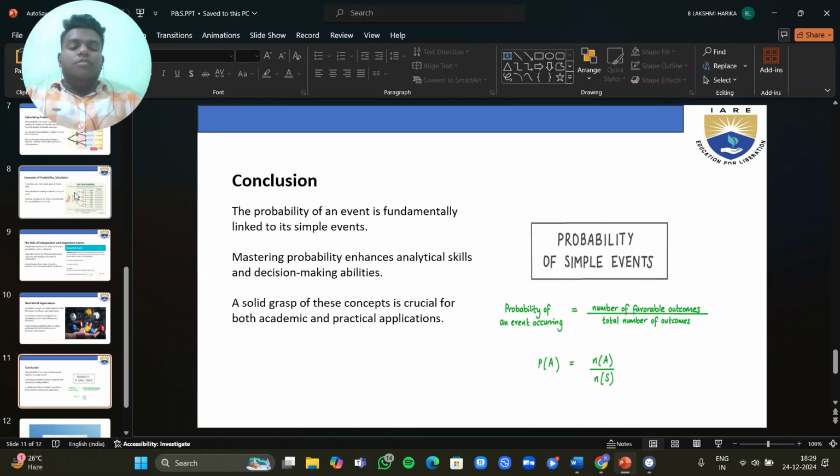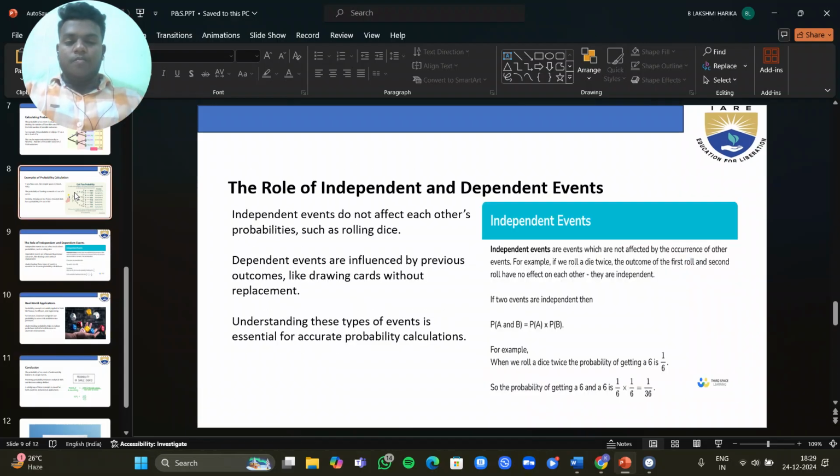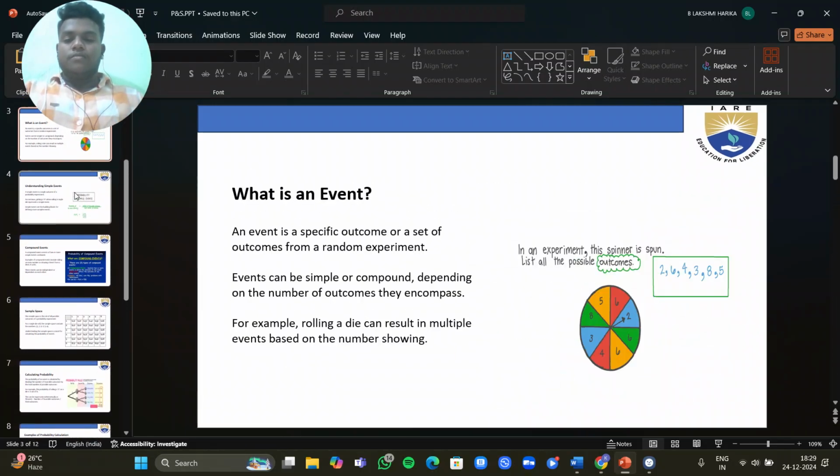Probability of simple events: the probability of an event occurring is equal to the number of favorable outcomes divided by the total number of outcomes. P of A is equal to N of A by N of S.